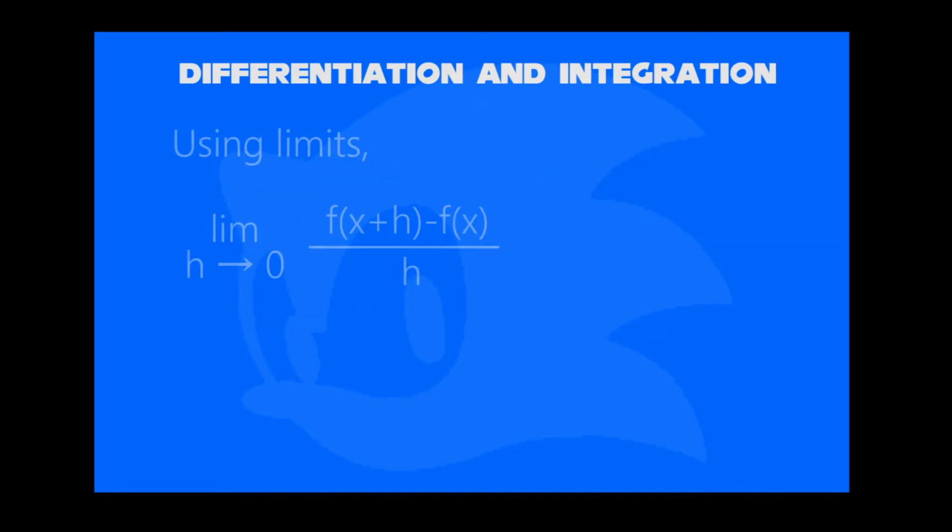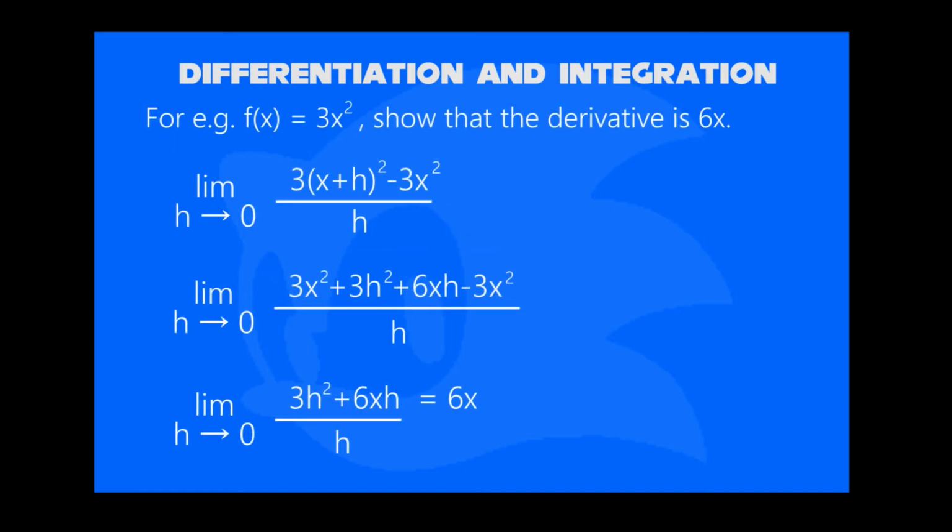At least you may like to try their limits. Say, limit of h tends to 0, f of x plus h, minus f of x, divided by h. Let's pick any one example. If f of x is 3x squared, we must show that the derivative is 6x. We write, limit of h tends to 0, 3 times, entire squared x plus h, minus 3x squared, divided by h. Be careful not to divide by 0, or else you'll get an undefined expression. When you solve it, you'll get the answer 6x.